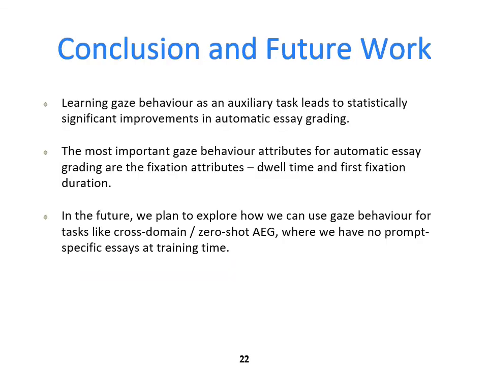So, in conclusion, we show that learning gaze behavior as an auxiliary task leads to statistically significant improvements in automatic essay grading. We learned that the most important gaze behavior attributes for this particular task are fixation based attributes, namely dwell time and first fixation duration. In the future, we plan to explore how we can use gaze behavior for tasks like cross domain AEG or zero shot AEG, where we have no prompt specific essays available at training time.